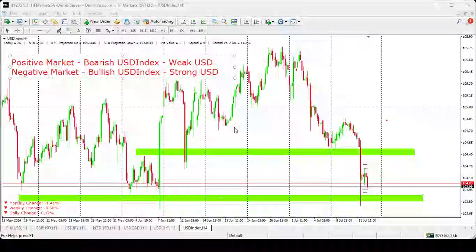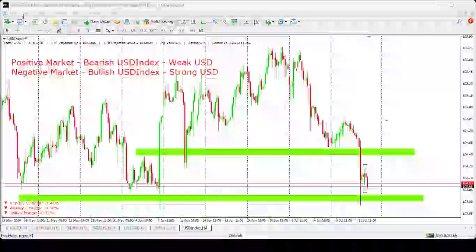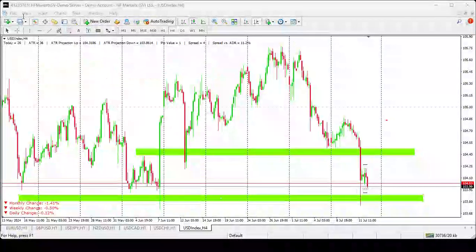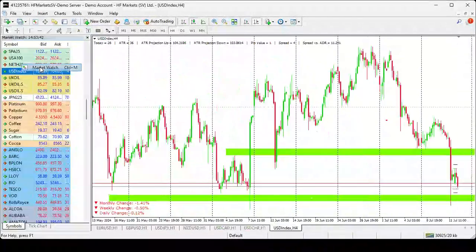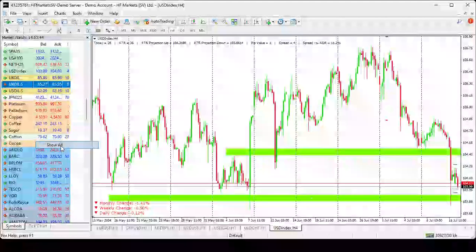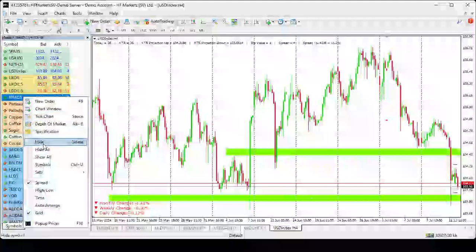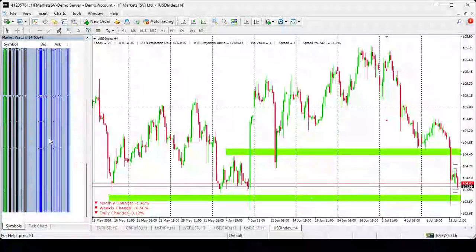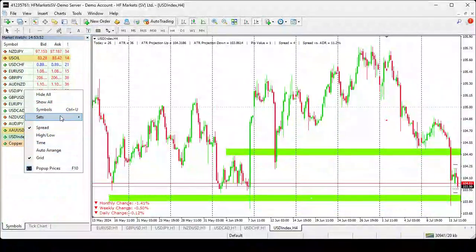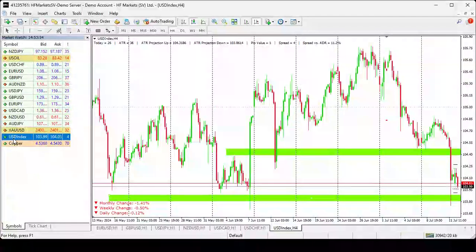If you cannot find the USD index, it's going to be there. Maybe you've just not added it. If you're using the system, probably you're not seeing everything that you have. Let me show you one way you can get it. Oh, okay, it's actually showing already, but if it's not showing, just press show all.